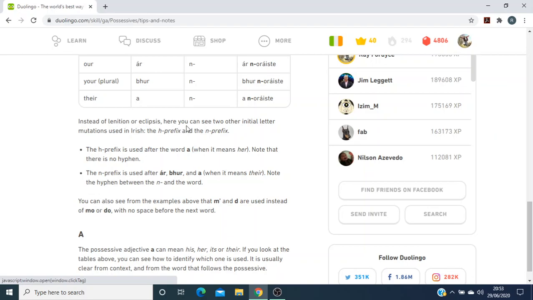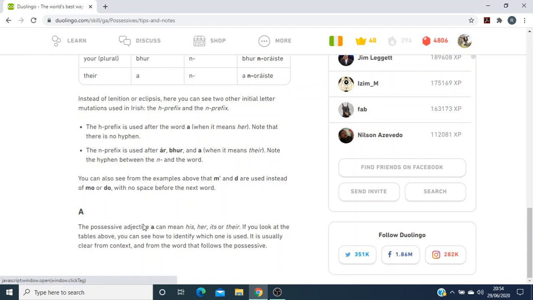Instead of lenition or eclipsis, here you can see two other initial letter mutations used in Irish, the h prefix and the n prefix. The h prefix is used after the word a when it means her. Note that there's no hyphen. The n prefix is used after ár, bhur, and a when it means their. Basically all the plural adjectives. Note the hyphen between the n and the word. You can also see from the examples above that m' and d' are used instead of mo or do, with no space before the next word.